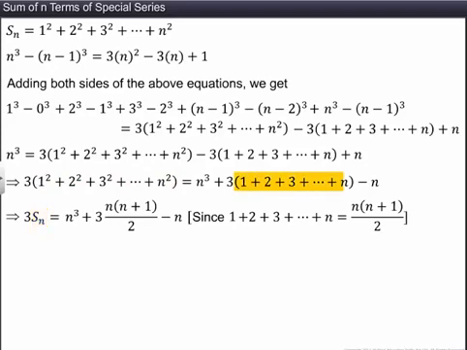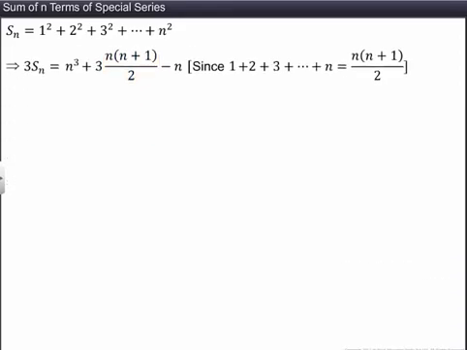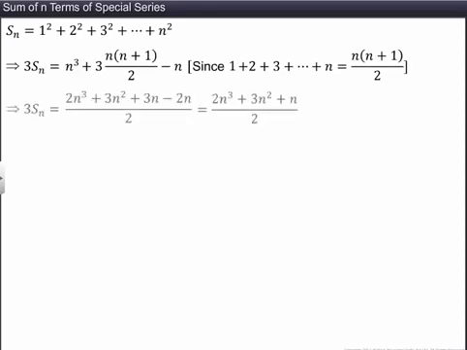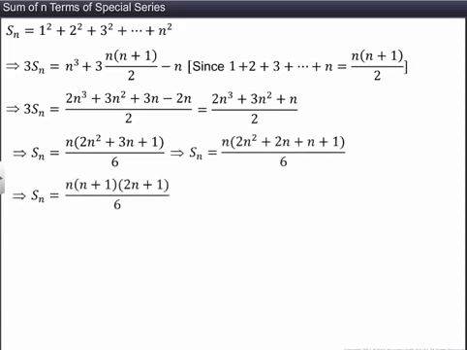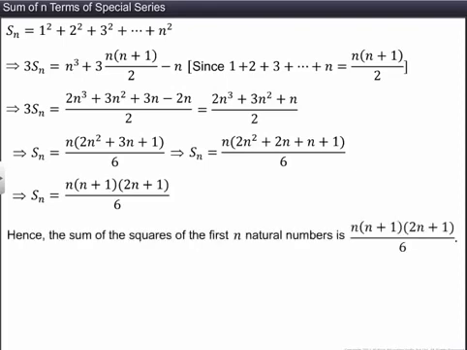On simplifying, we get 3 into Sn is equal to (2n cube plus 3n square plus n) whole divided by 2. Taking n common in the numerator and simplifying, we get Sn is equal to n into (n plus 1) into (2n plus 1) whole divided by 6. Hence, the sum of the squares of the first n natural numbers is n into (n plus 1) into (2n plus 1) whole divided by 6.